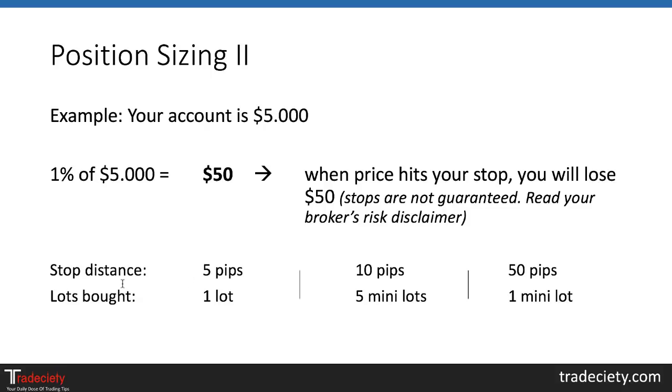And now the second step is that we measure our stop loss distance on our charts. When we enter a trade, we find where we want to put our stop loss, and then we can measure the distance between our entry and the stop loss. And once we have that, whether it is 5 pips, 10 pips, or 50 pips, then we can calculate the right amount of lots to buy. Don't worry, we don't have to do that manually.